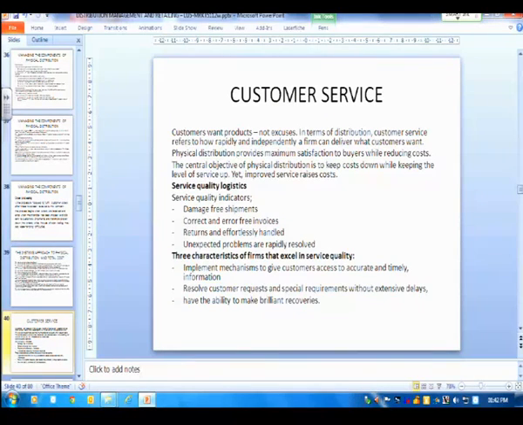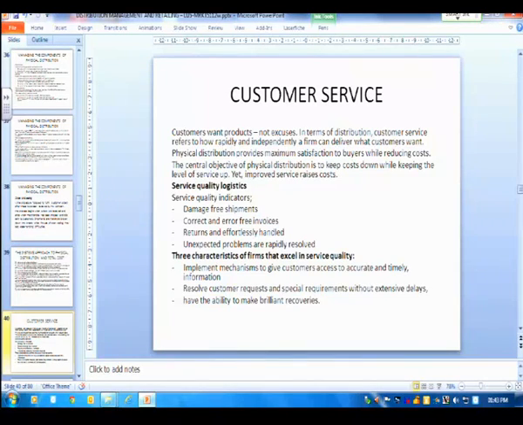Customer service. Customers want products, not excuses. In terms of distribution, customer service refers to how rapidly and independently a firm can deliver what customers want. Physical distribution provides maximum satisfaction to buyers whilst reducing costs. The central objective of physical distribution is to keep costs down while keeping the level of service up. Yet improved service raises costs.